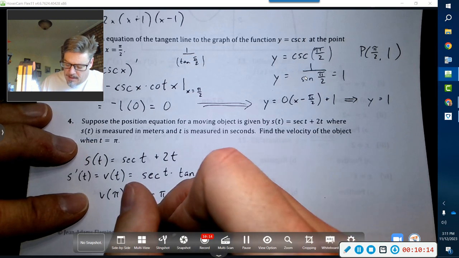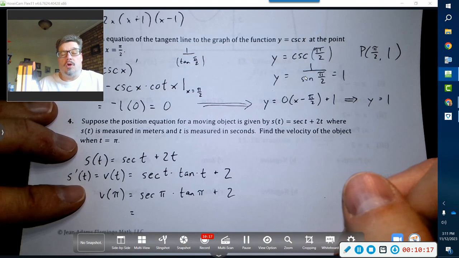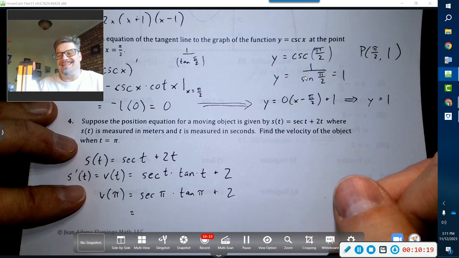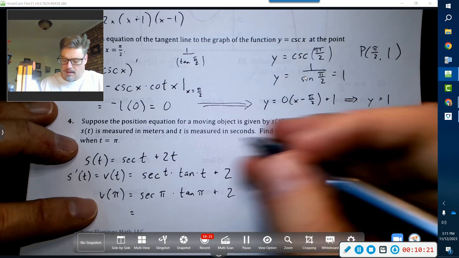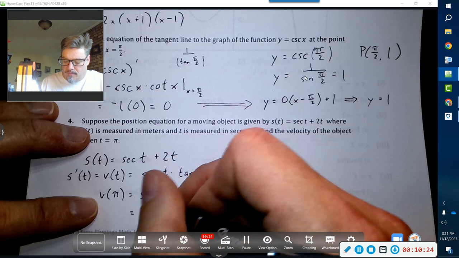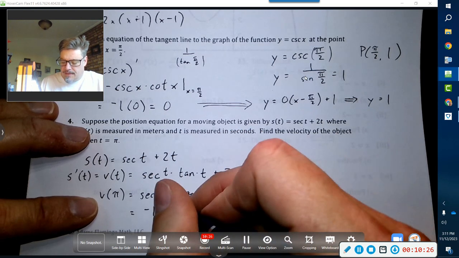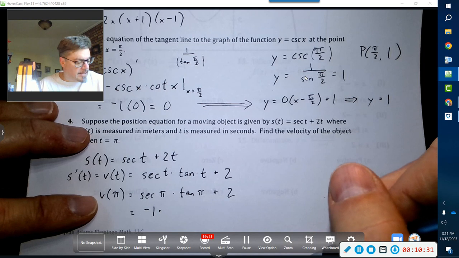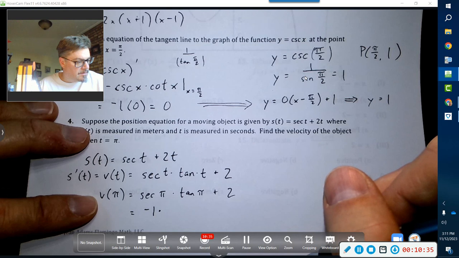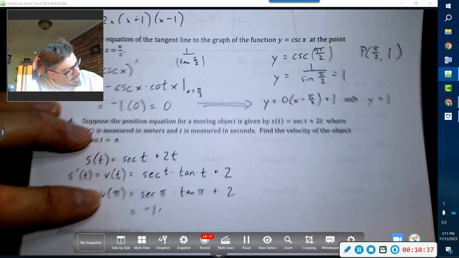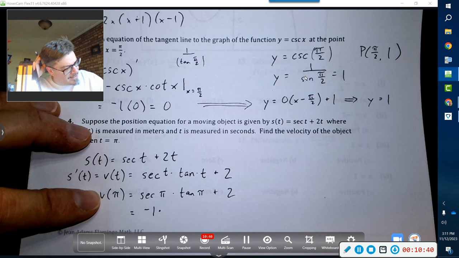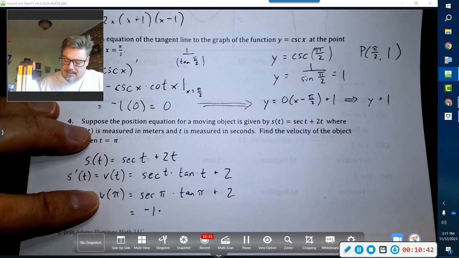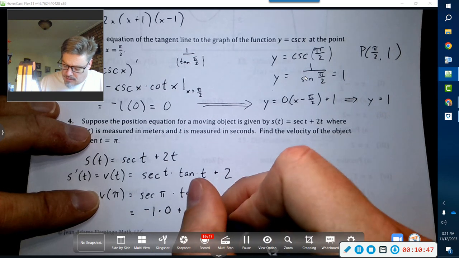All right, let's see what we got. Secant of pi is 1 over cosine of pi. Cosine of pi is negative 1, so this would be 1 over negative 1, which is negative 1. And then for the tangent of pi, when you're at pi, cosine is negative 1 and sine is 0. So that's 0. Plus 2. All right, looks like it's 2.